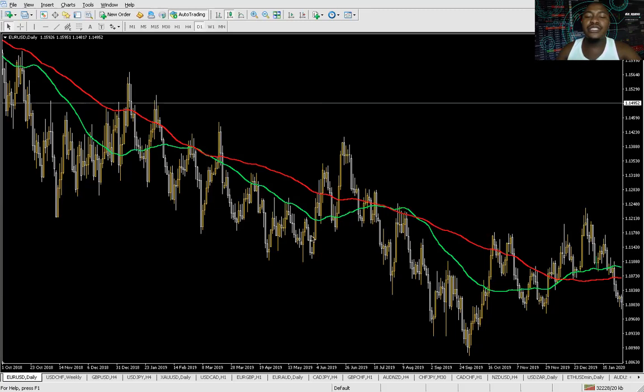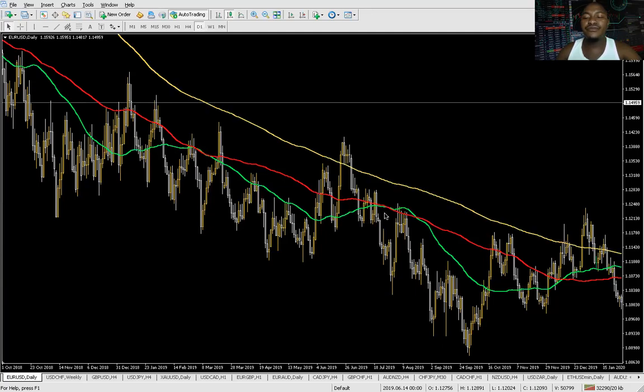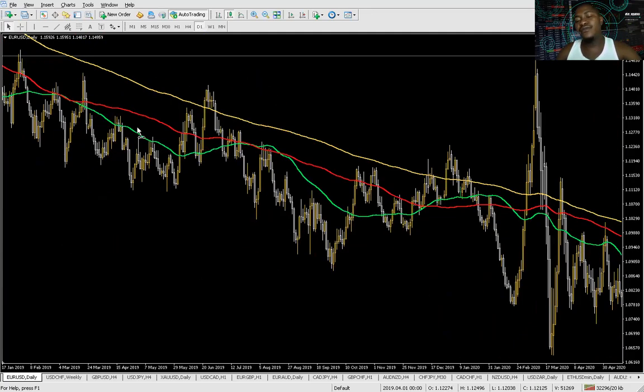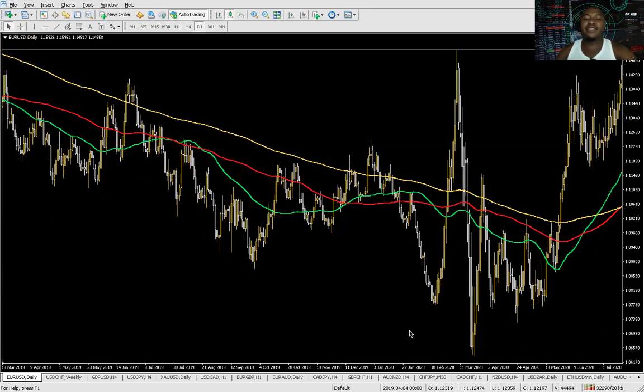Make it gold, the color or the style. The MA method should be simple, apply to close, and then go to visualization, deselect all time frames, and select daily time frame. So, this is the last one, right? So, these are the 3 moving averages.